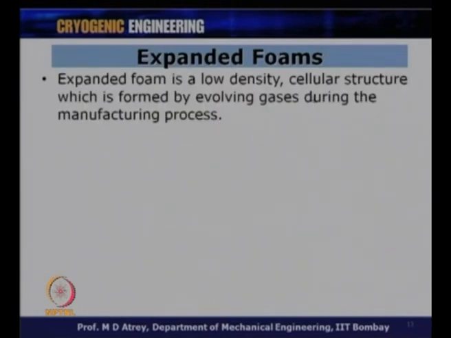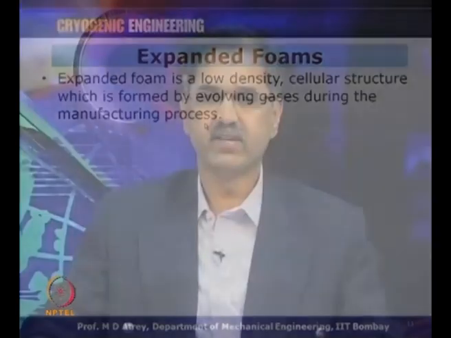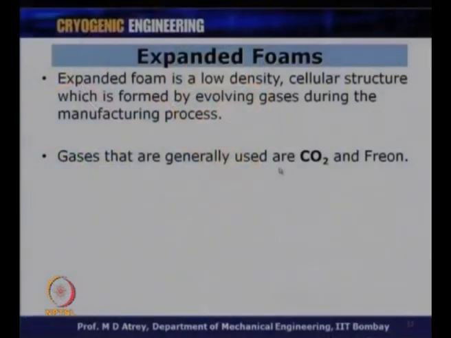Expanded foam is a low density cellular structure which is formed by evolving gases during the manufacturing process. So, you have a cellular structure, this is what we call a mass insulation, formed due to cells. They have a low density and it is made out of evolving gases during the manufacturing process. So, you have small cells which are filled with gases, and all these small cells with gases could be put on running tubes, running pipes or a cryogenic container also.